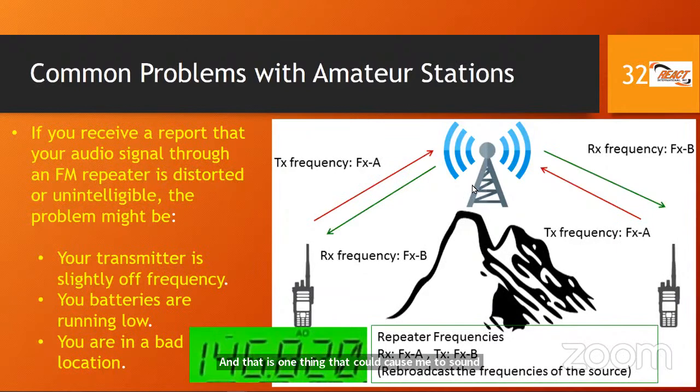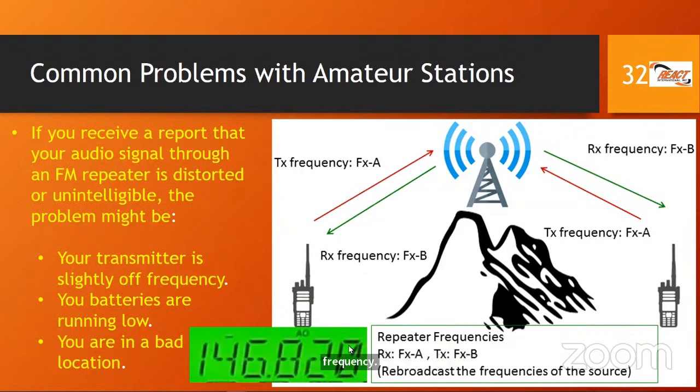And that is one thing that could cause me to sound distorted. But another one is that my battery could be low. And because of that, not enough power is being transmitted to the repeater. And therefore, I'm sounding weak, I'm sounding distorted. And there's another reason as well. As an amateur radio operator, you have a frequency display. And right now, we are showing 146.820 megahertz. That's a frequency that we are transmitting on. Maybe I'm supposed to be on 146.825, but I'm inadvertently on 820. So I'm actually slightly off frequency.